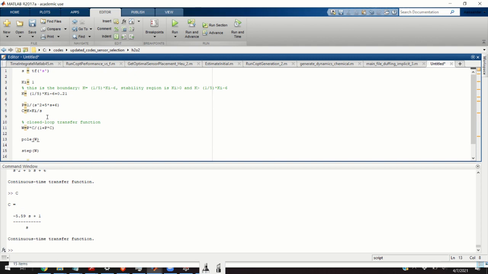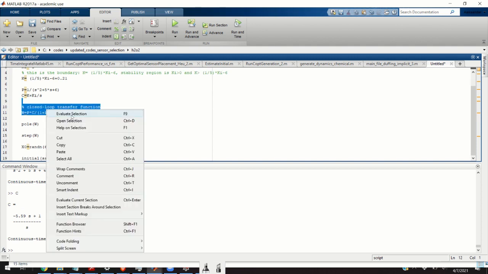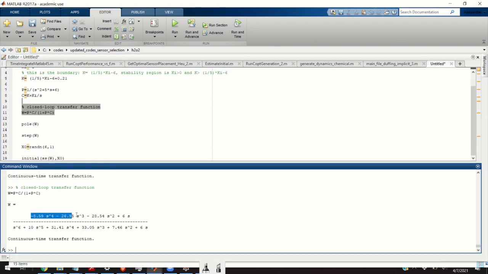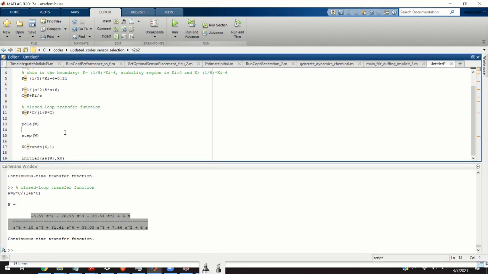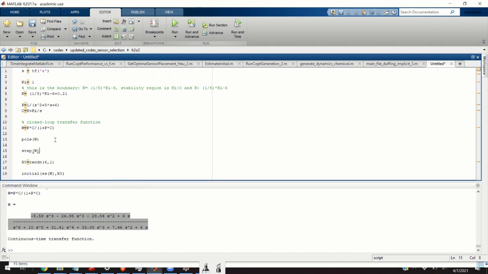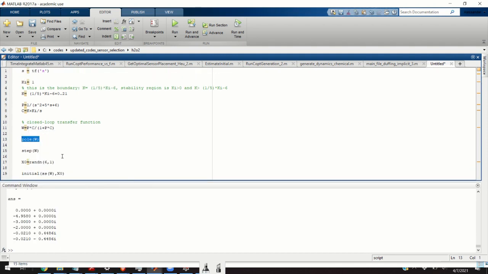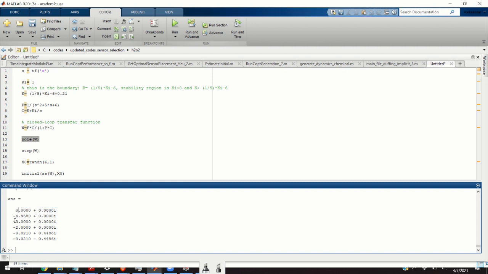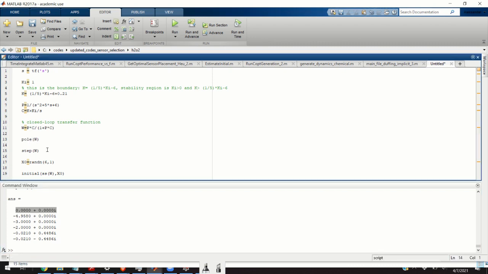So far, so good. Here's our closed loop system. It looks very complex, right? But we know that the system will be asymptotically stable. So let's verify that. The first step is to see the system poles. These poles look very good, and probably this is also negative, up to numerical error.